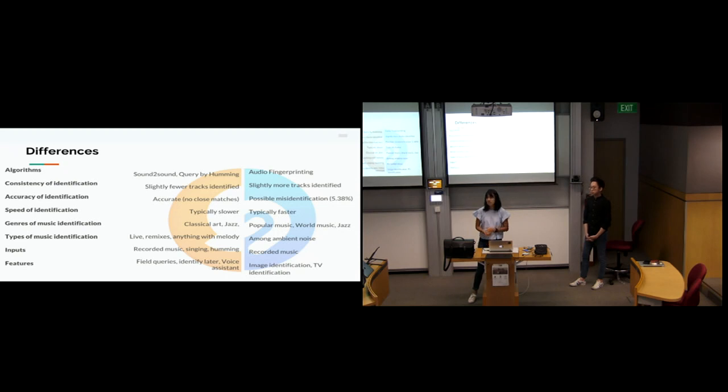And also the consistency of identification. For SoundHound, if it cannot identify the song, it would put non-identifiable. Whereas Shazam tends to identify a song no matter what, and it could be a wrong identification. That is also why the accuracy is slightly different, where SoundHound would be considered more accurate because they would rather give no close matches than a wrong song. Whereas Shazam would rather give you a song even if it's wrong. But it's only a very little bit, only a 5% difference. And also the speed of identification.